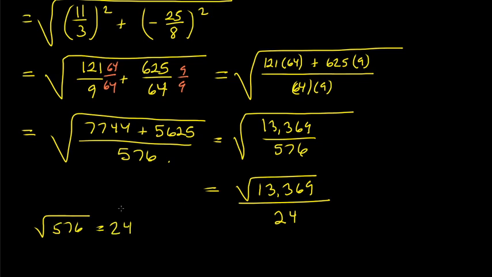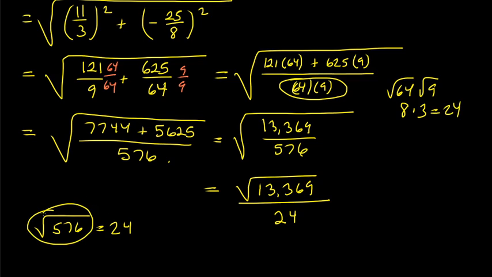Right. How did I know that? Well, if you remember, the 576 came from 64 times 9. So in my head, I just did the square root of 64 times the square root of 9. I did 8 times 3, which is 24. But of course, you didn't have to do that. You could just do the square root of 576 on your calculator, and it'll just spit out the 24.